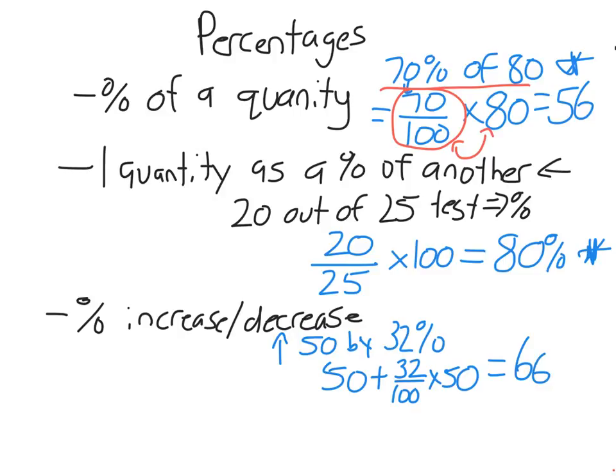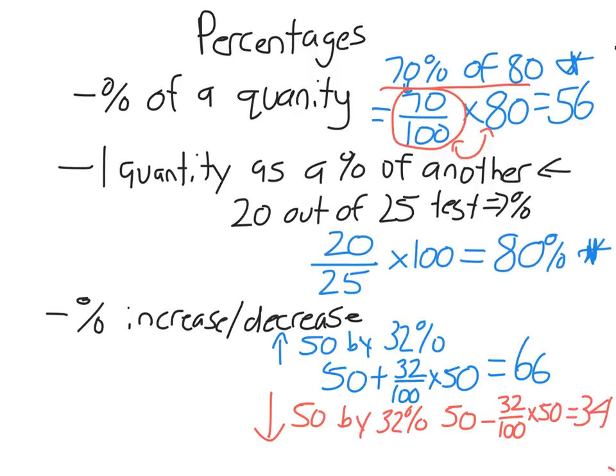If I wanted to decrease, let's say I want to decrease 50 by 32%, then it'd almost be the same, except instead of adding 32% of 50, I take it away. So it'd be 50 minus 32% of 50, and that equals 34.